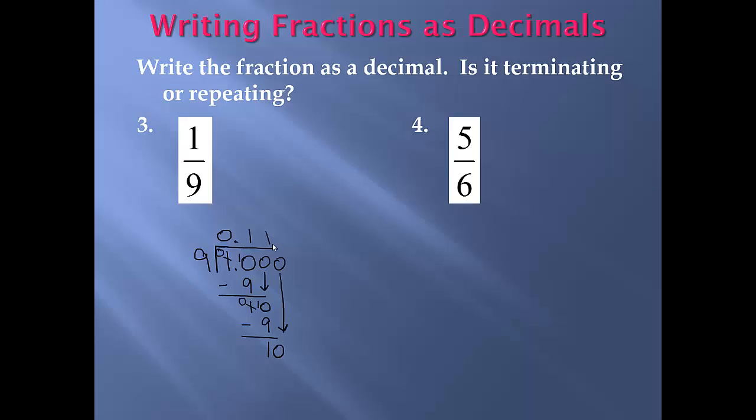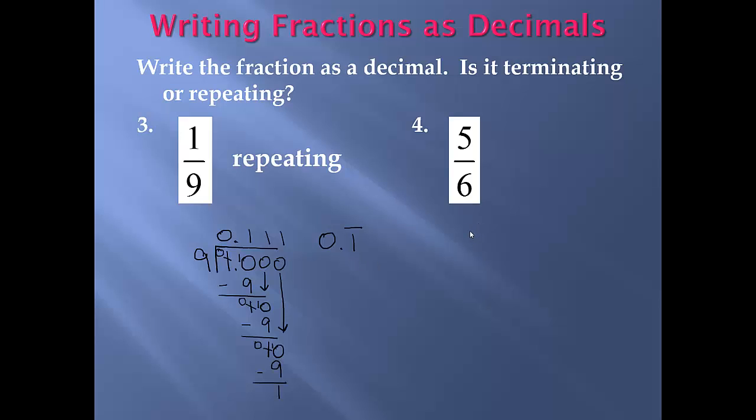9 goes into 10 one time. 1 times 9 is 9. We subtract, and again we get 1. You should notice by now that we're going to continue getting a 1 when we divide. So this would be considered a repeating decimal. We're going to write this as 0.1, and then we put a little line over the 1 to show that the 1 repeats.